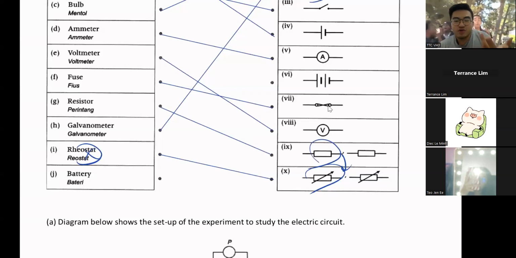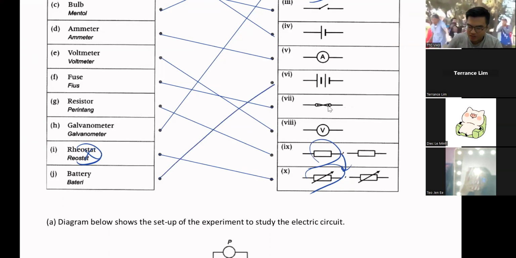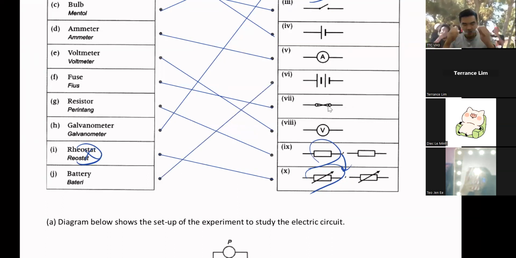Do you use a water heater? You know, there's a knob that you change the temperature of the water heater. You are changing the rheostat. You are changing the resistance, because high resistance means water will get hot. Low resistance means water will get cold. Common sense. And then battery is this. Battery and dry cell are the same. No matter.